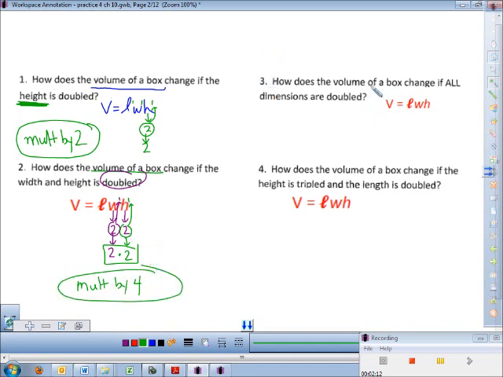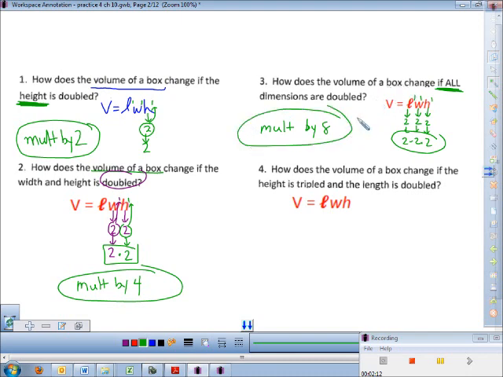On number 3, how does the volume of a box change if all dimensions are doubled? So that means they're going to double this, double that, and double that. And all of these are being raised to the first power. So what's going to shoot out of here is 2 to the first is 2. What's going to shoot out of here is 2 to the first is 2. And what's going to shoot out of here is 2 to the first is 2. And we just need to multiply all those numbers together. 2 times 2 times 2 is 8. So the overall volume will be multiplied by 8. If you double the width, double the height, and double the length, the overall volume would be multiplied by 8. So that's just a quick example of 3 things.